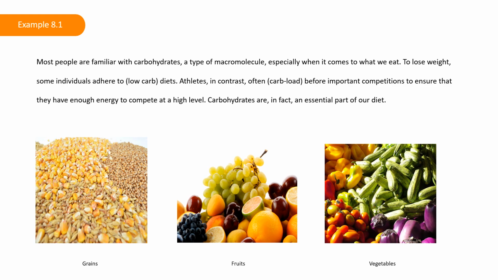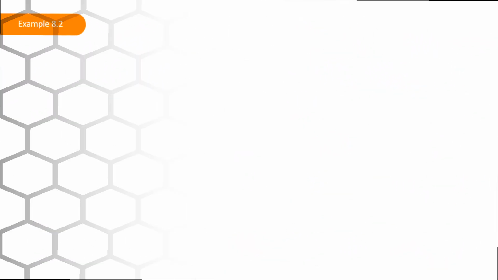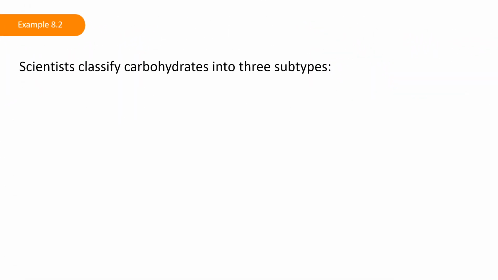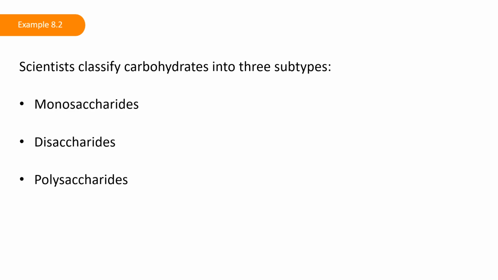Grains, fruits, and vegetables are all natural carbohydrate sources that provide energy to the body, particularly through glucose, a simple sugar that is a component of starch and an ingredient in many staple foods. Carbohydrates also have other important functions in humans, animals, and plants. Scientists classify carbohydrates into 3 subtypes: monosaccharides, disaccharides, and polysaccharides.